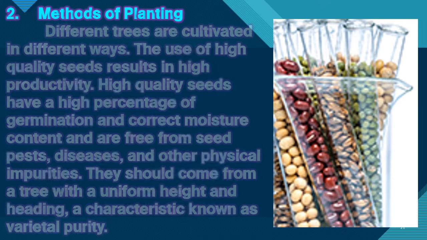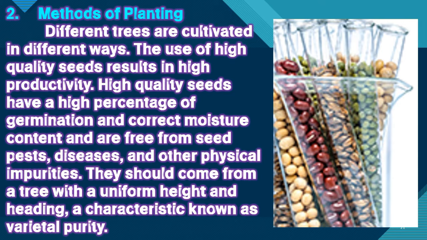Methods of planting. Different trees are cultivated in different ways. The use of high-quality seeds results in high productivity. High-quality seeds have a high percentage of germination and correct moisture content and are free from seed pests, diseases, and other physical impurities. They should come from a tree with a uniform height and heading, a characteristic known as varietal purity.